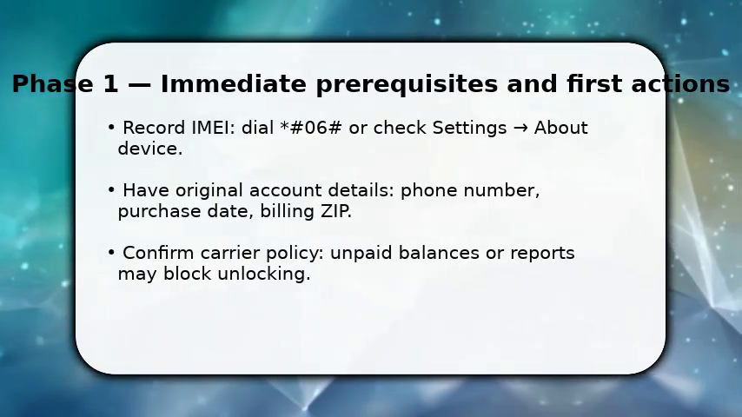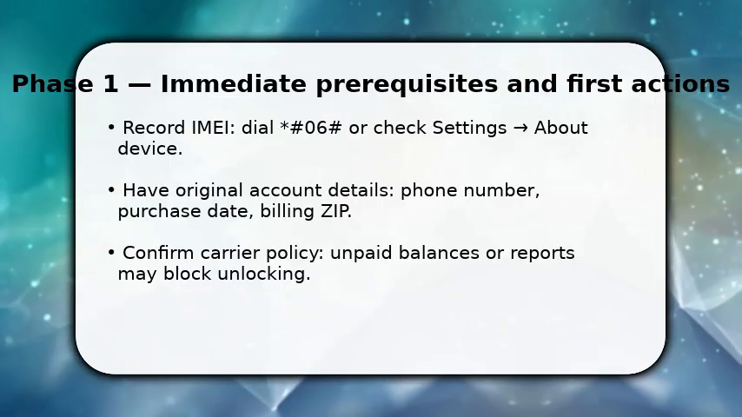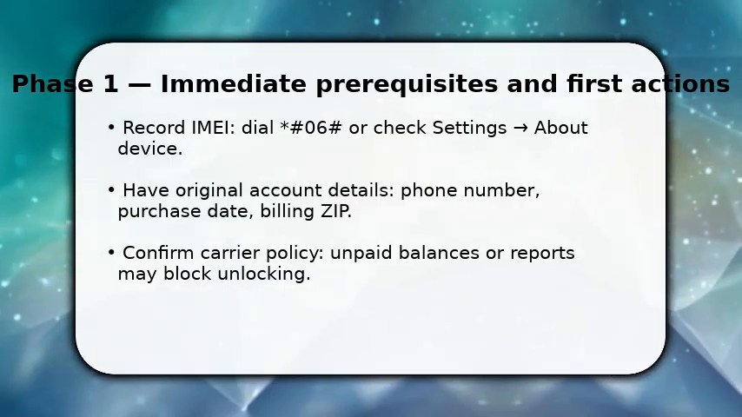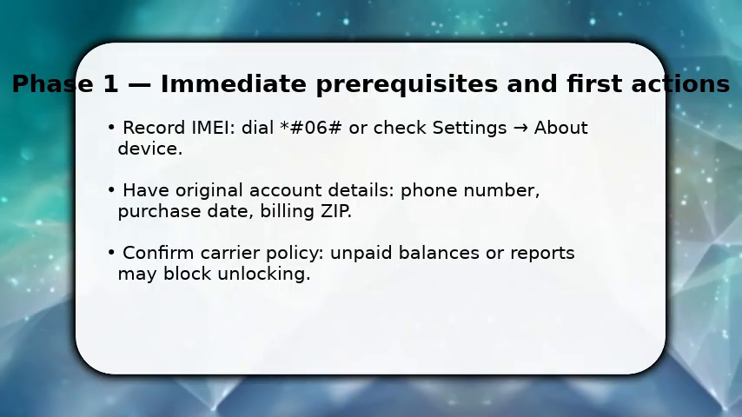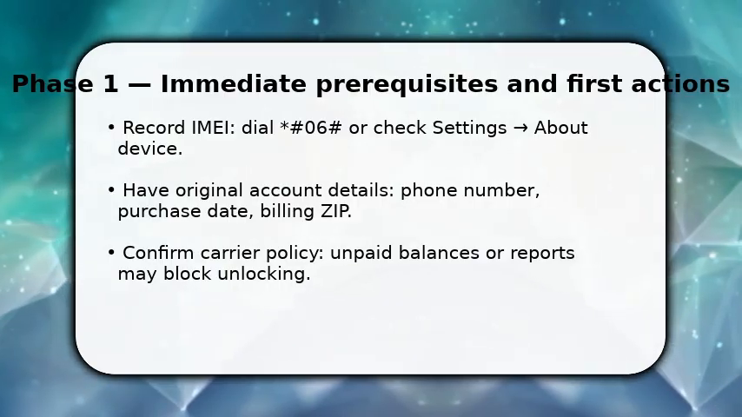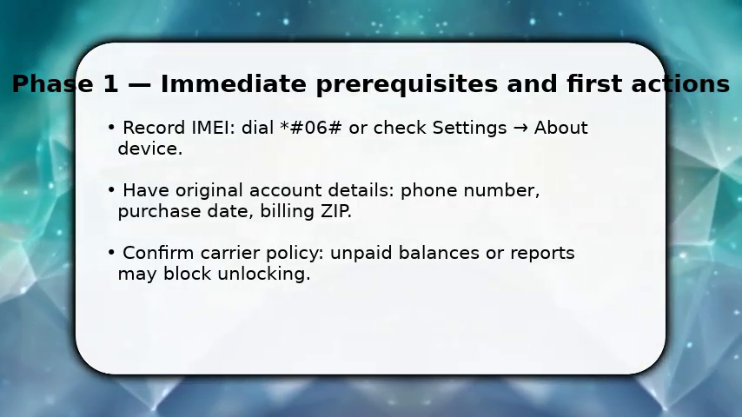Finally, check the carrier's unlock policy. Unpaid balances or fraud reports will prevent approval. Once done, you're ready to request the code. Keep receipts and any account ID handy for the next step.